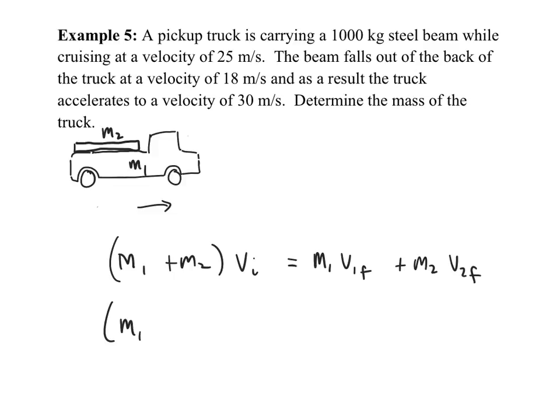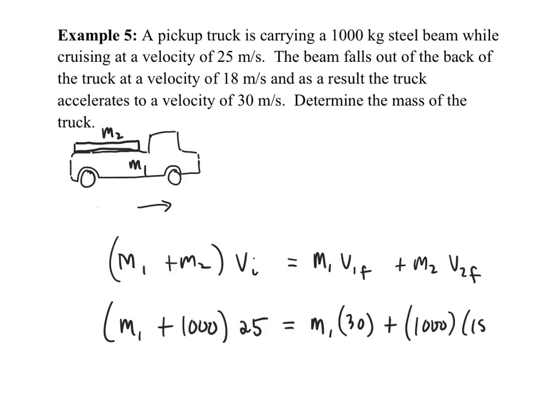So in the next line, I'm going to leave M1 alone. The mass of the beam is 1,000 kilograms. The velocity of them together before the interaction, their cruising velocity, is 25 meters per second. So that's everything I know about the problem before the interaction. Then the truck, still unknown mass, is moving with a velocity of 30 meters per second, while the beam falls out the back with a velocity of 18 meters per second.